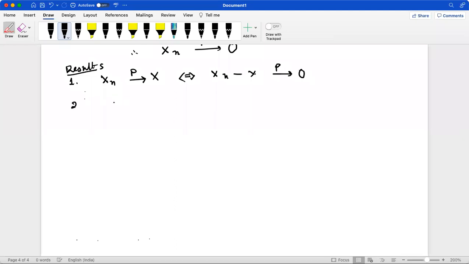The second part is this: if xn tends to x in probability and xn tends to y in probability, so it goes to two different random variables, what happens? Then the probability that x equals y is just equal to 1. Almost surely they are equal. Maybe at some points they differ, but the probability of the set where they differ is 0.